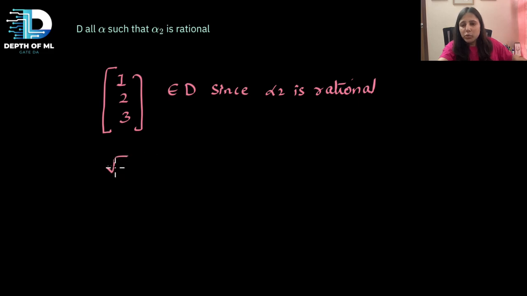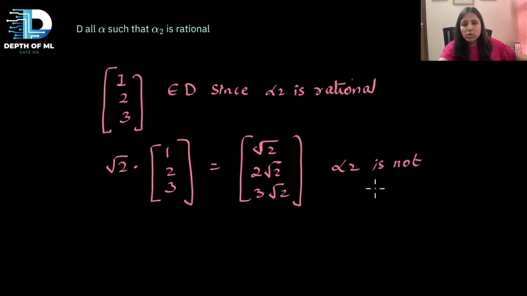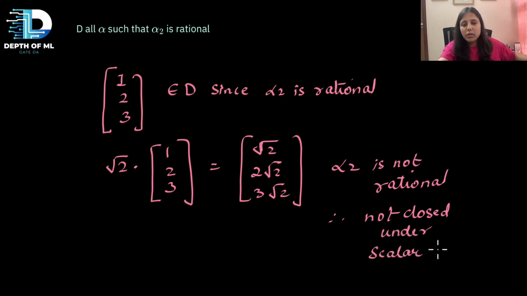Now I'm going to multiply root 2 into this vector 1, 2, 3. This is going to give me root 2, 2 root 2, and 3 root 2, right? Now alpha 2 is irrational; here alpha 2 is not rational. Therefore it is not closed under scalar multiplication.